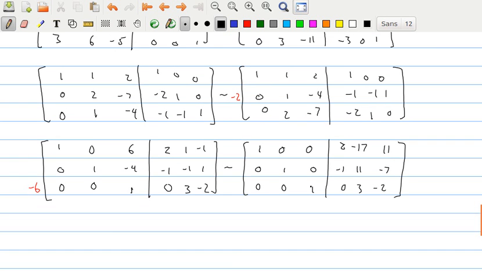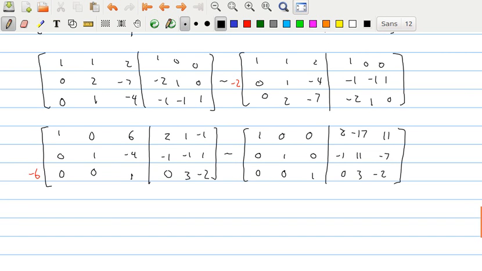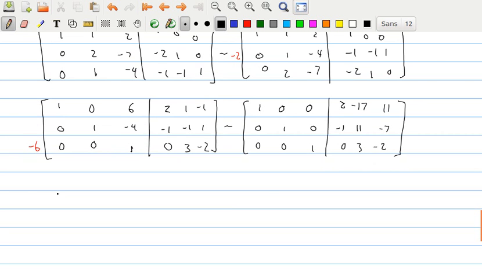So we've reduced this to the identity matrix on the left-hand side, and so this is our inverse. We know that A inverse is that 3 by 3: 2, -17, 11; -1, 11, -7; 0, 3, -2 is our inverse. So that's the process of actually finding an inverse.